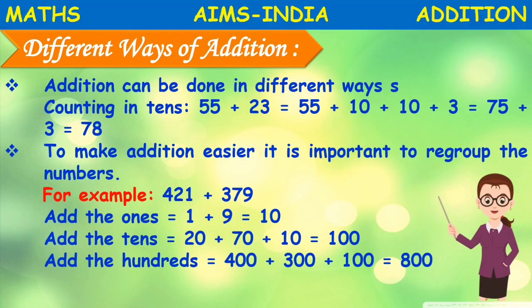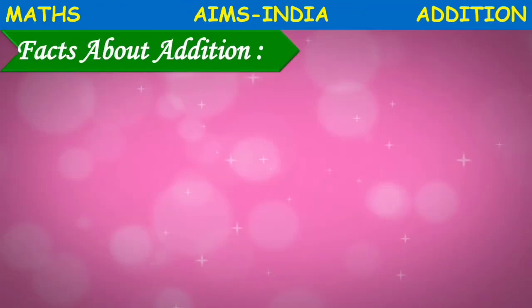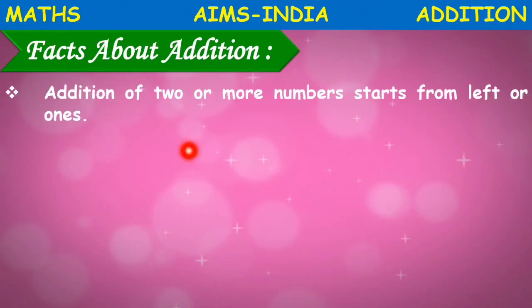How did we do this? We did this by regrouping the numbers. We grouped the number into ones, tens, hundreds, and then found out the sum of both the numbers. Clear, children? Okay. Now let us learn about some facts about addition.